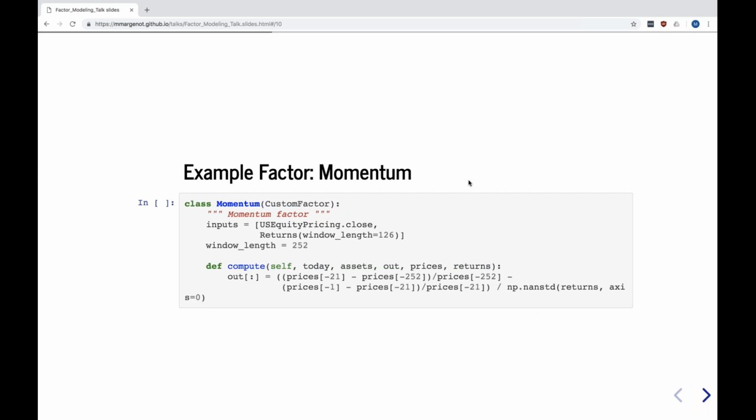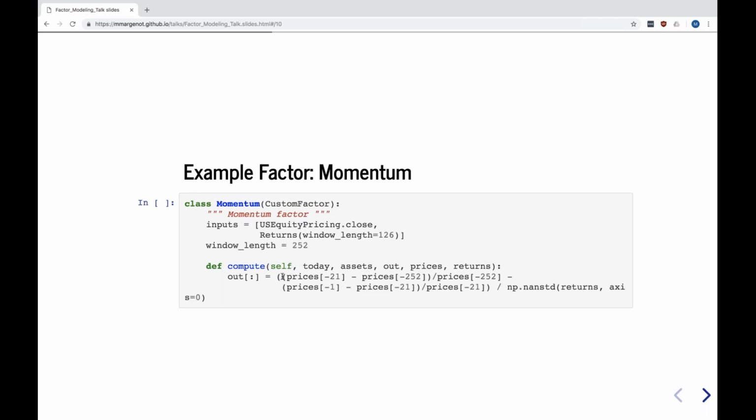So here's an example factor, and we'll call this an alpha factor without loss of generality, just so that we have something that we're working with, right? This is how you would define momentum using our pipeline API. We have this momentum factor, which takes in close prices and returns, well, 6-month returns, over the past year.